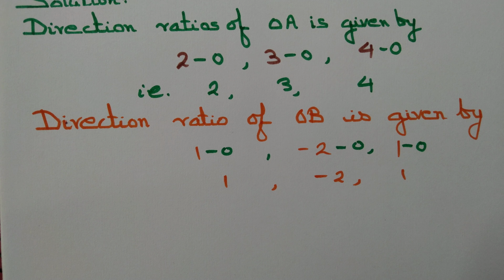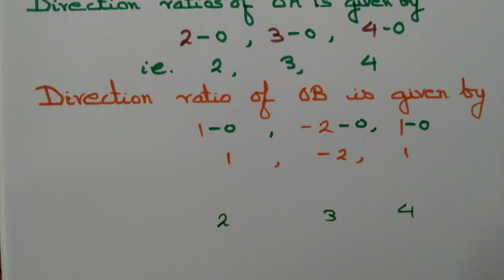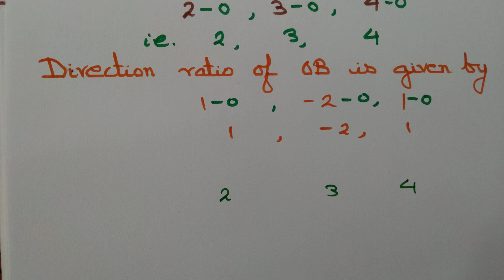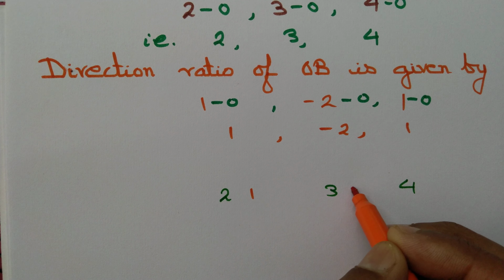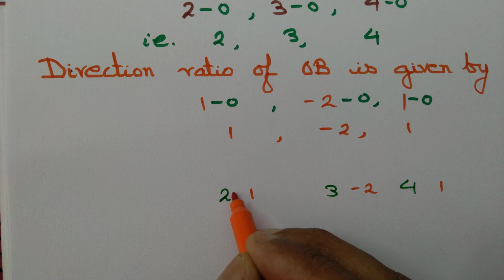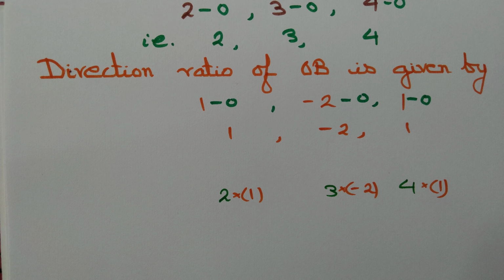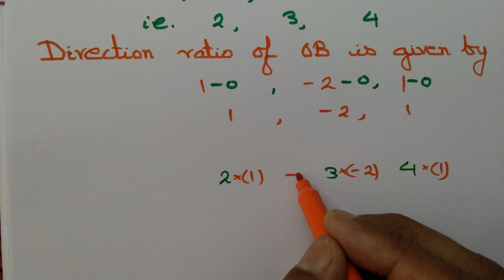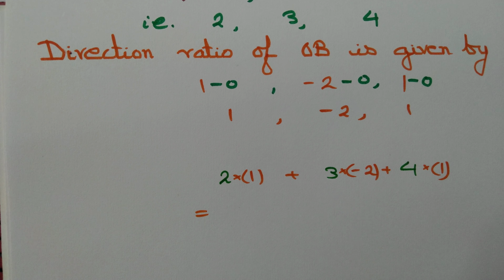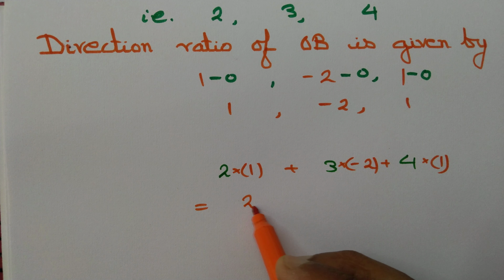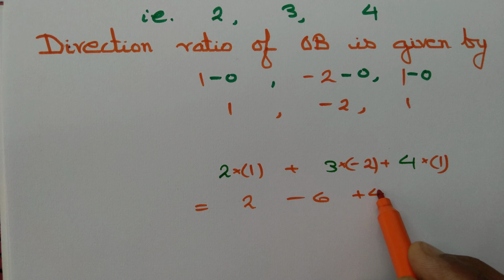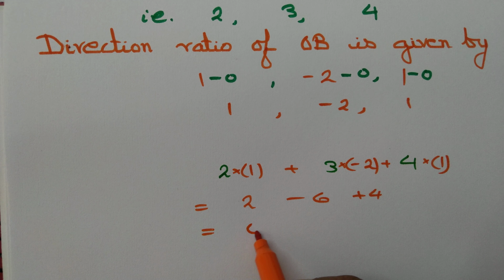Next step, take the product. Direction ratio of OA is 2, 3, 4. Direction ratio of OB is 1, minus 2, 1. Take the product and then add it. How much do we get? We get 2 minus 6 plus 4, and that's equal to 0.